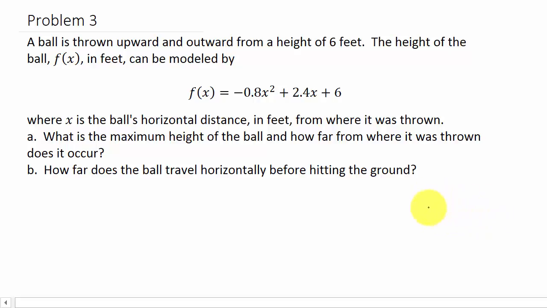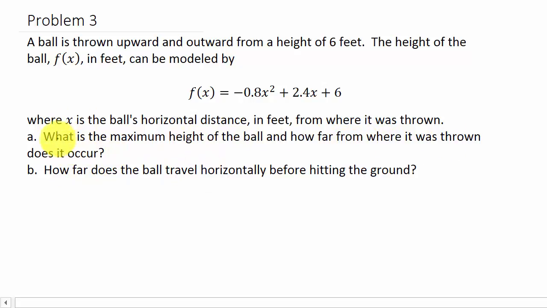Alright, so here's the third problem we're going to work. Applications of quadratic functions. It says a ball is thrown upward and outward from a height of 6 feet. The height of the ball, f of x, in feet can be modeled by this function here. So f of x represents the height of the ball, where x is the ball's horizontal distance in feet from where it was thrown. What is the maximum height of the ball and how far from where it was thrown does it occur?